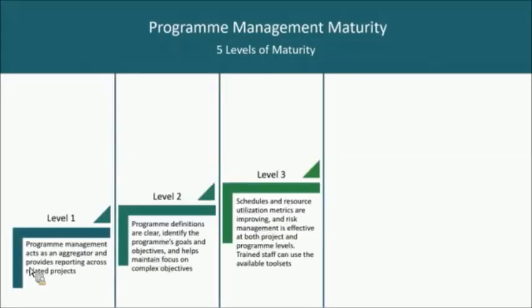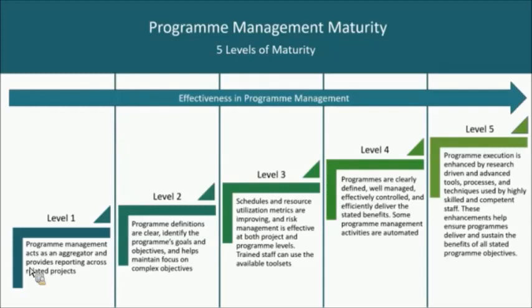Again, 5 levels of maturity, and once again, in line with all of our critical capabilities, most organizations are coming in at a level 1, a level 2, where program management is either an aggregator and reporting function, or they're using very basic tools and methodologies to get this done.